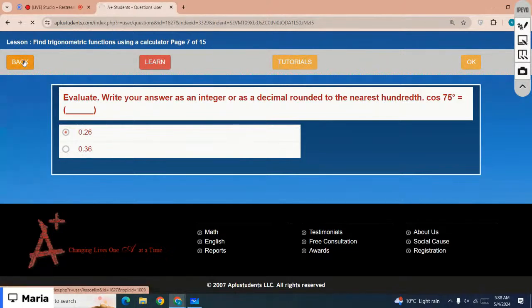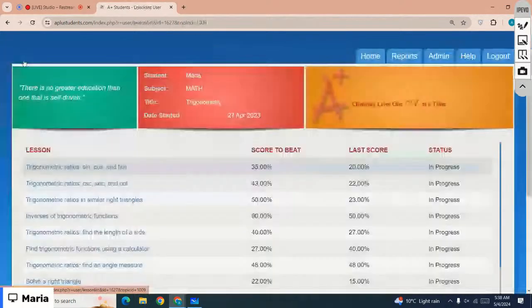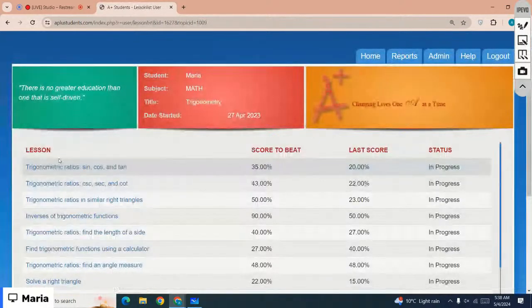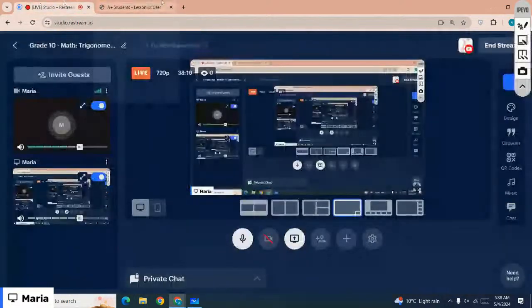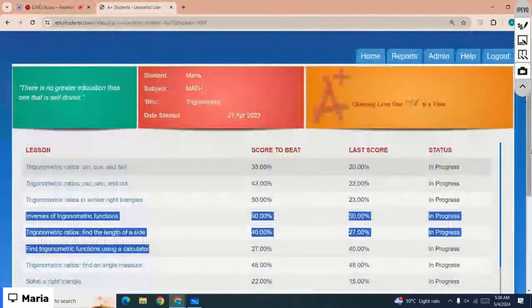So, we were working on grade 10 math. The chapter we were working on is trigonometry, and the lessons we have covered today are inverse of trigonometric functions, trigonometric ratios, find the length of a side, and find trigonometric functions using a calculator, right? So please make sure before the next session you complete all the practice questions we did today. That is your homework until next session, right?